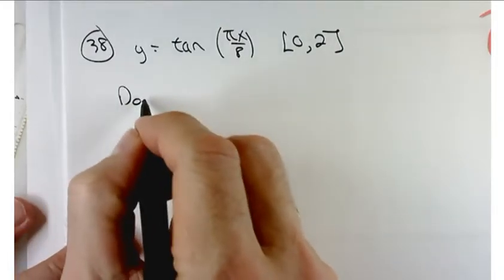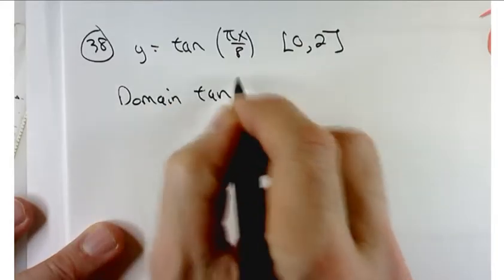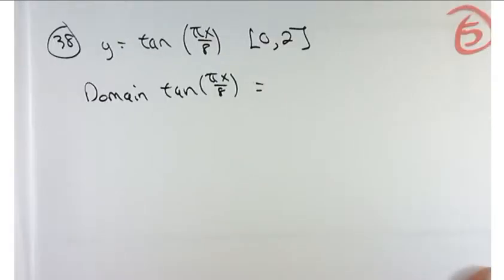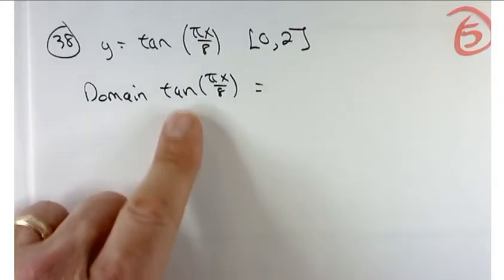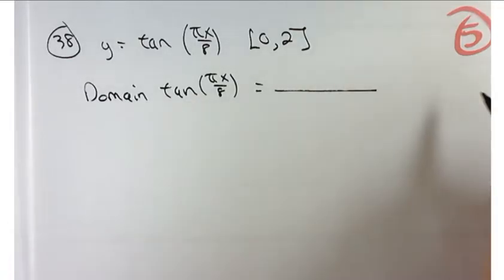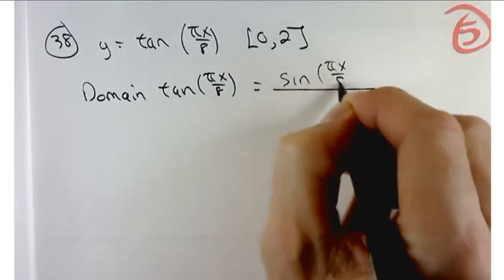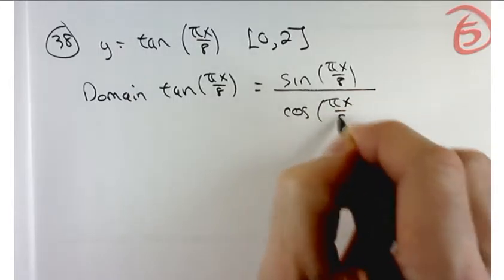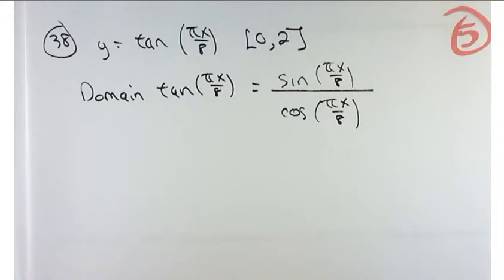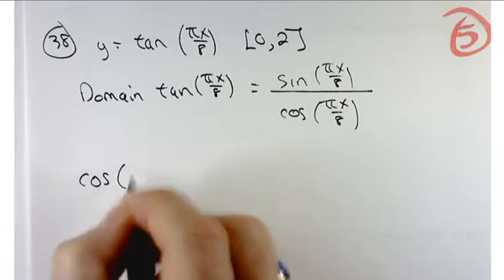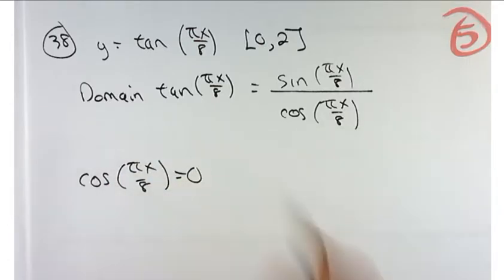So the domain of the tangent of pi x over 8. Well, I'm thinking about that. This is going to have problems where the denominator is equal to 0. What's the denominator? If I broke this up into cosines and sines, how would I rewrite this? Good. Sine of pi x over 8 over cosine of pi x over 8. Okay. So as far as the domain is concerned, I'm worried about where the denominator equals 0. Where does cosine of pi x over 8 equal 0?